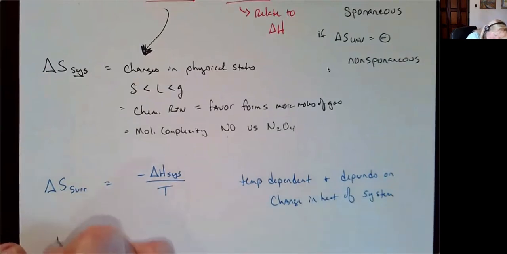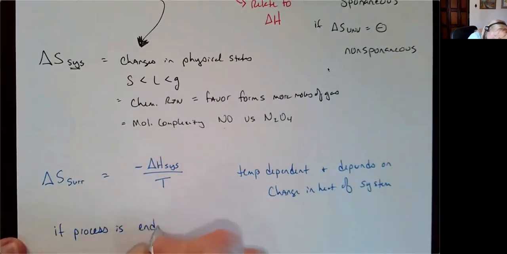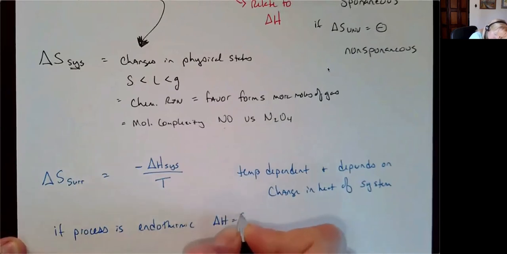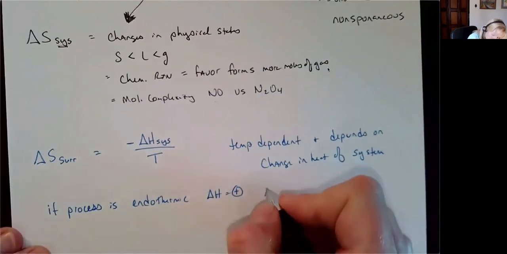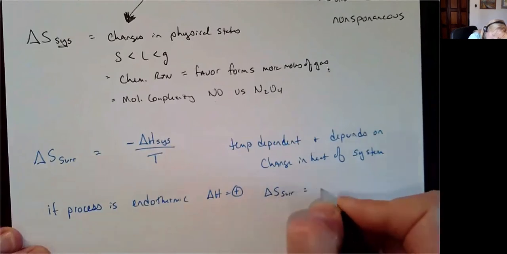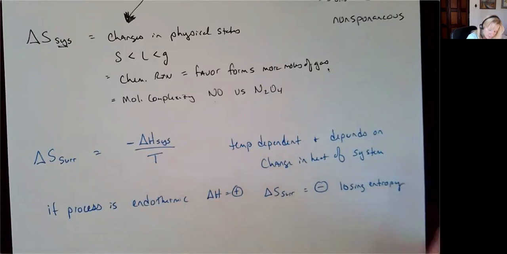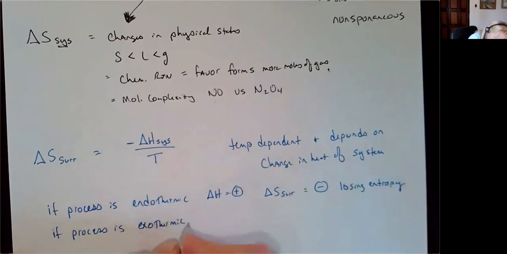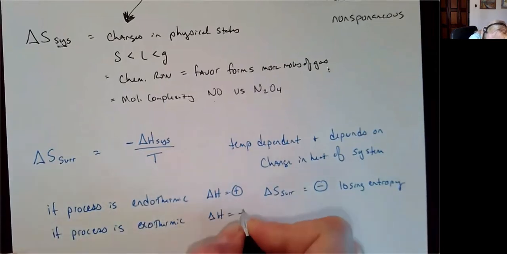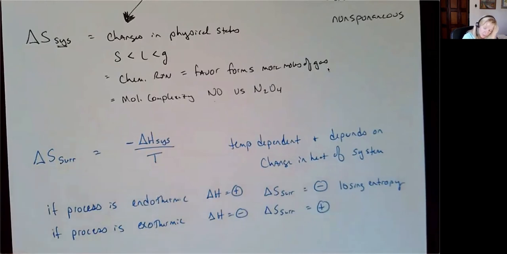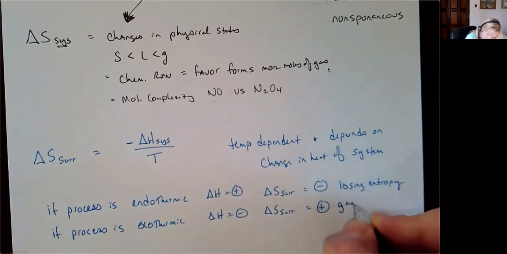So if my process is endothermic, delta H is going to be positive, and my delta S of my surroundings is going to be negative. That means it's losing entropy. If my process is exothermic, delta H is negative, delta S of my surroundings is positive, and it's gaining entropy.